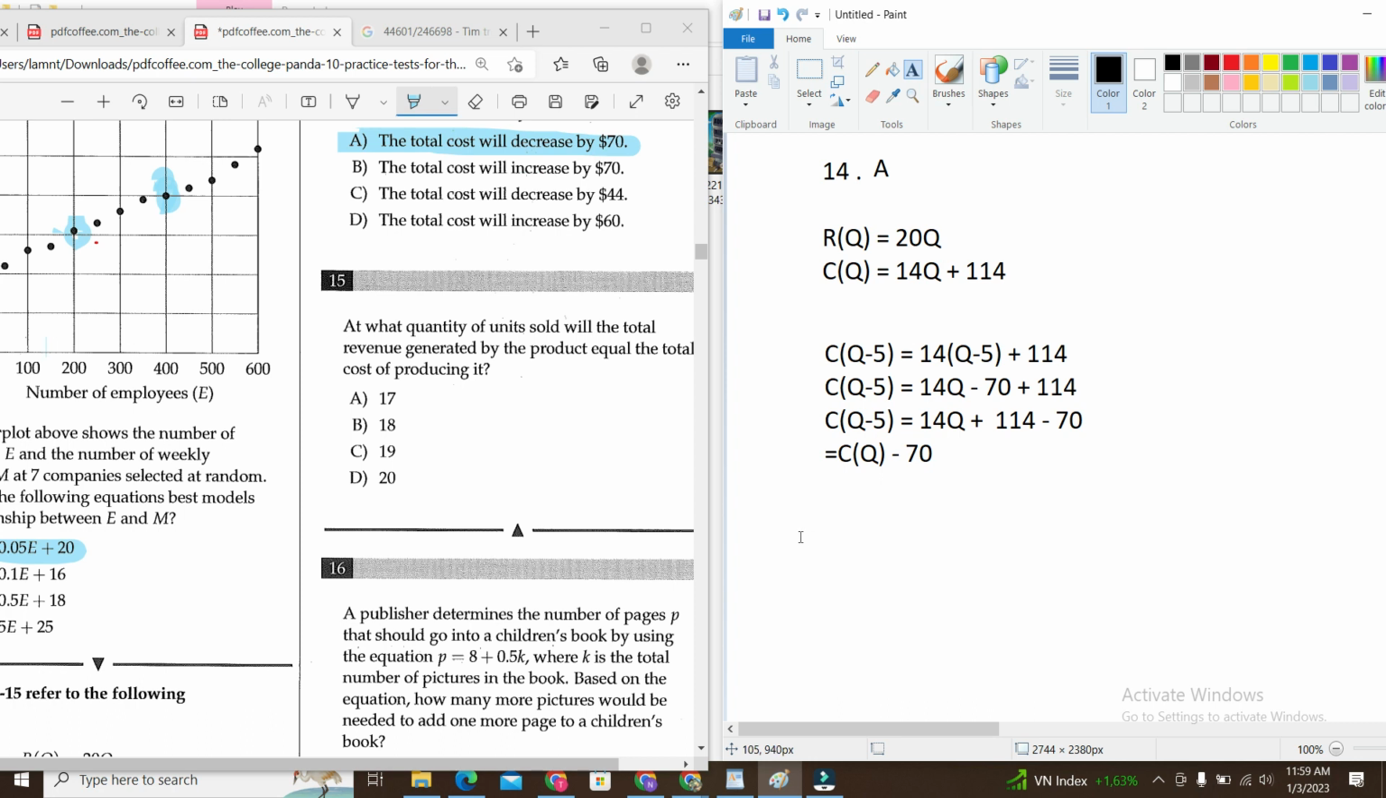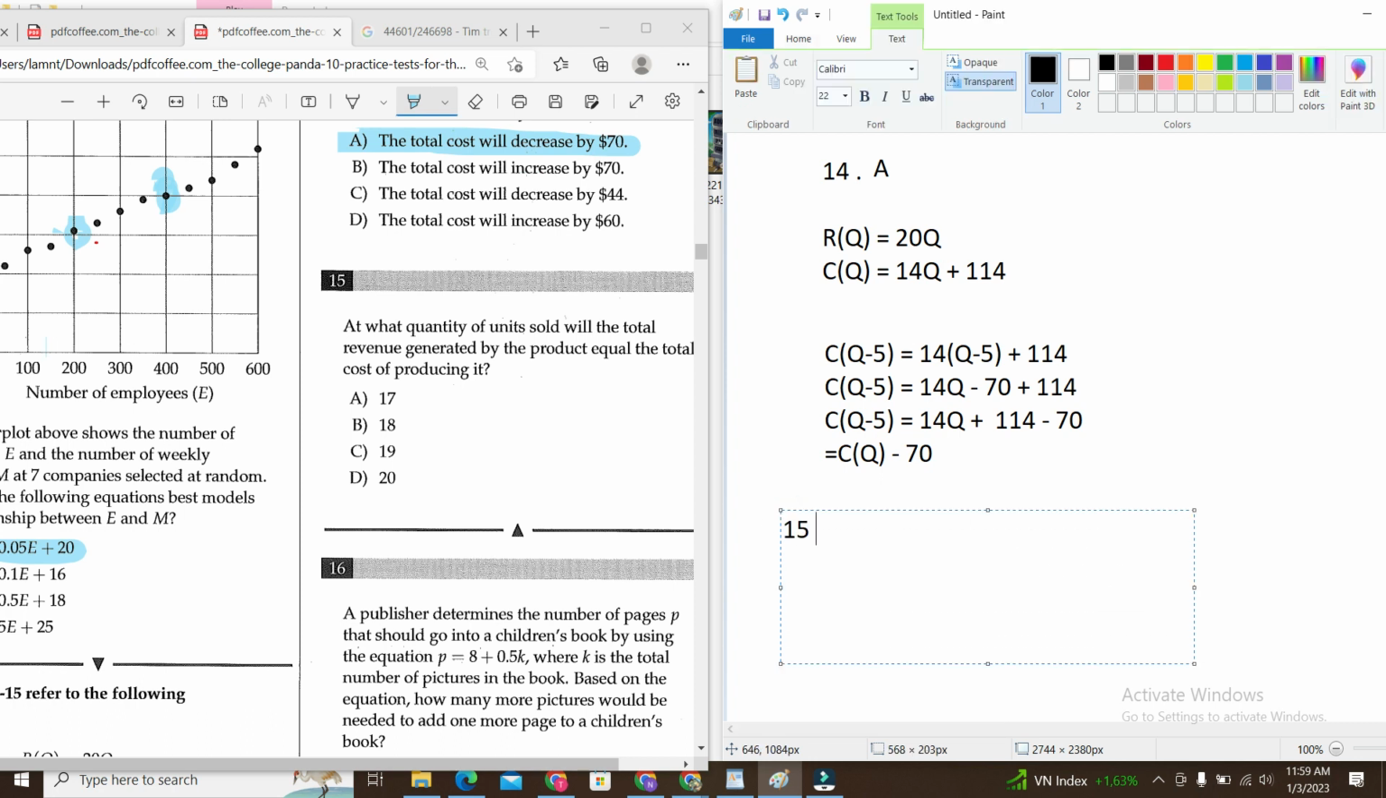So, now they ask at what quantity sold will the total revenue generated by the product equal the total cost of producing it. So what are they asking us? Just that they ask us to solve the equation that R(Q) equals C(Q). That's all. So we just have to expand this equation: R(Q) is just 20Q, and C(Q) is equal to 14Q plus 140.